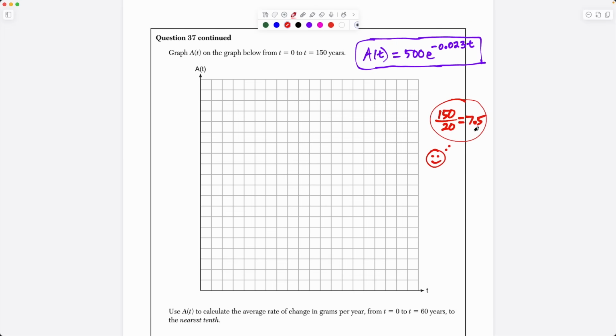But if I do 7.5 times 2, that's 15. So what that means is I could skip every 2 spaces. I could count by 15. So I could go 15, then 30, and so on like this. Okay, so I could just count up like this.